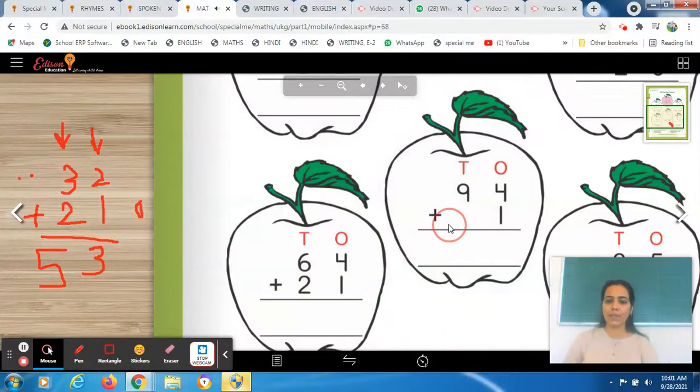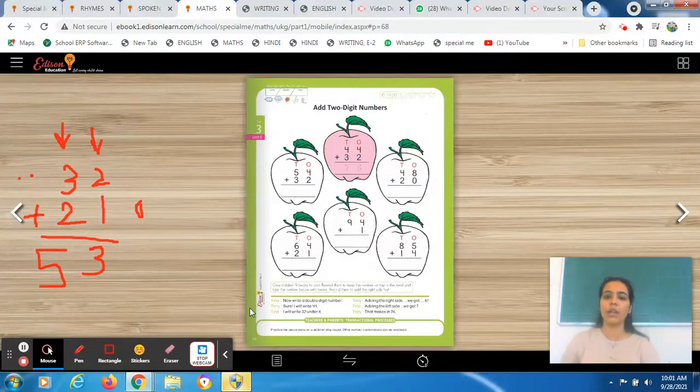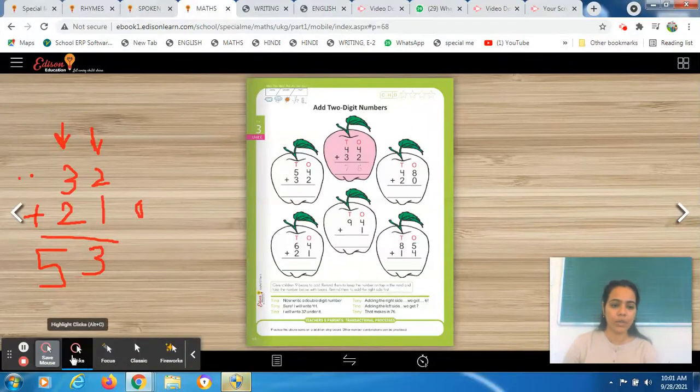So this is your next page which we have to cover today, okay? But don't forget, first of all, you have to surely do your activity first and then you have to continue with the next worksheet, okay? So let me erase first.